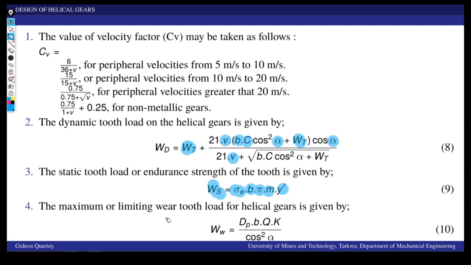Then we also have the wear tooth load. The wear tooth load is given by this equation here. Right, so here we have DP as the pitch circle diameter for the pinion. We have the face width. We have the Q, which is the ratio factor, and then we also have the K divided by cos square alpha.